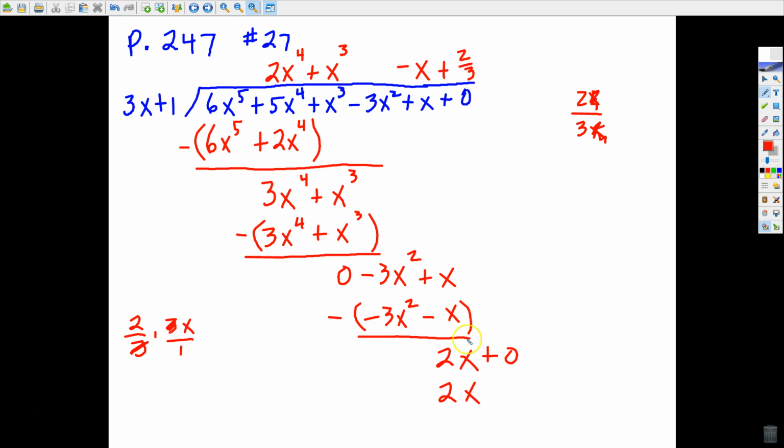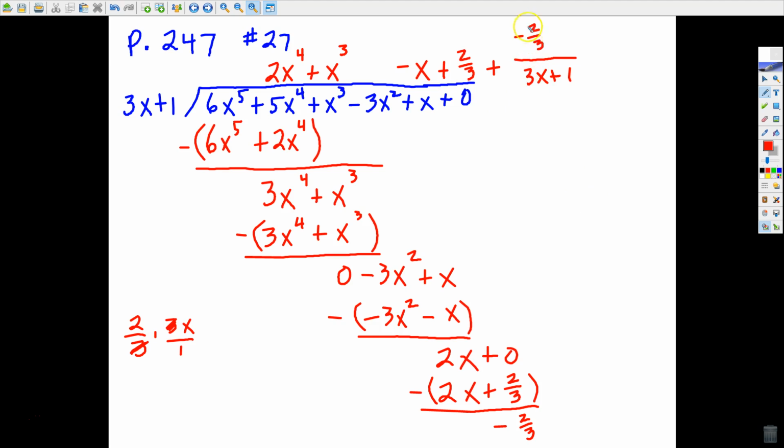Now let's do 2/3 times 1. And subtract. And we end up with negative 2/3. Okay, so it's going to look like this. Negative 2/3 divided by 3x plus 1.